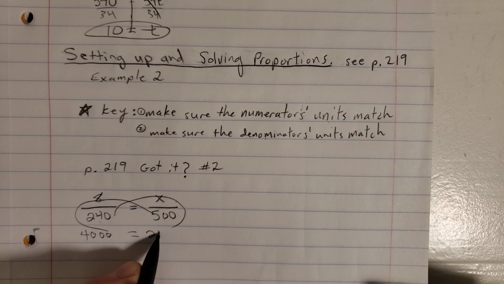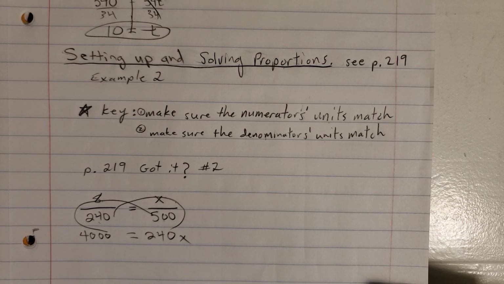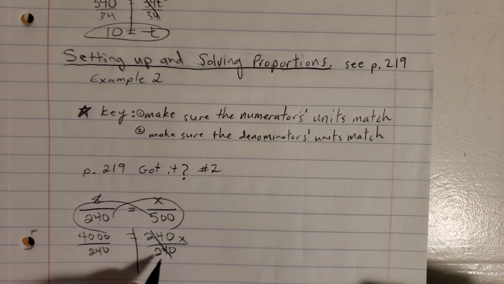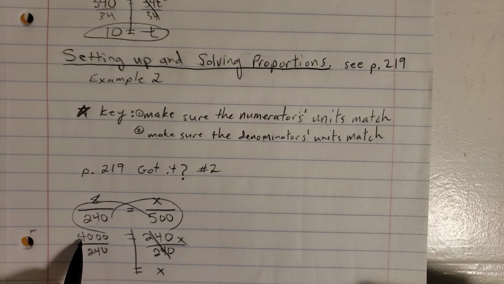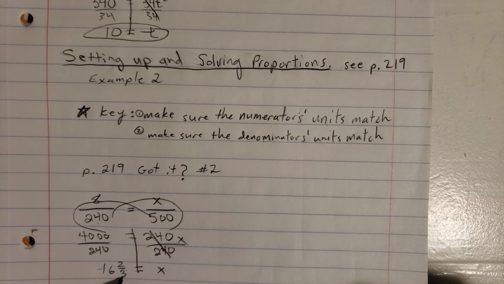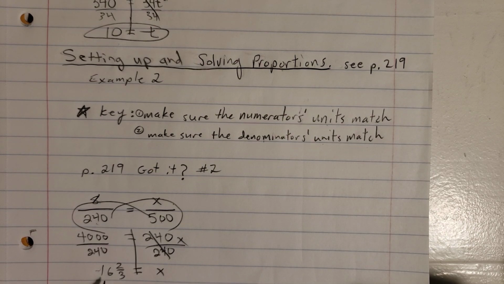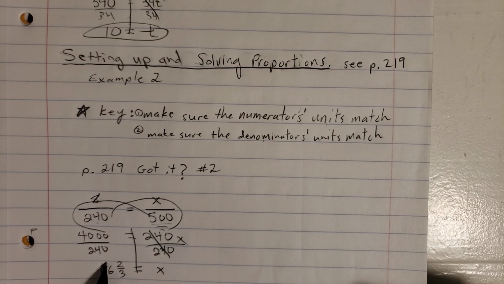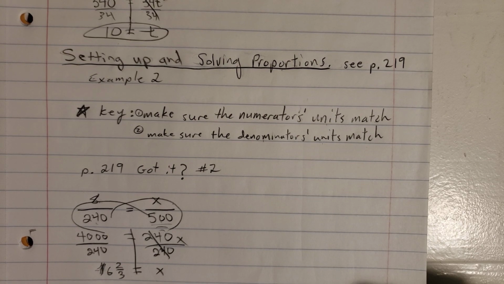All right, we get 4,000 equals 240x. And then we are dividing by 240, divided by 240, x equals 4,000 divided by 240, which is going to be 16 2/3 or 16.6 repeating. So that's how many care packages you can make with 500 pieces of food. And I guess if you wanted to be accurate, you just say you could make 16 full care packages with a couple pieces of food left over.